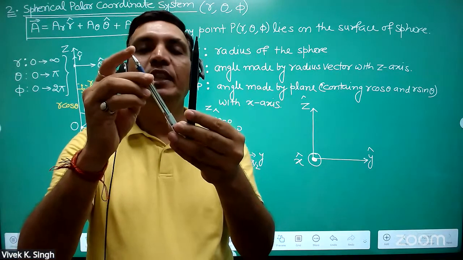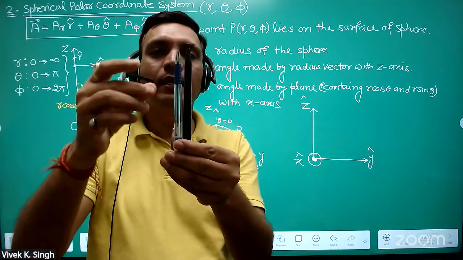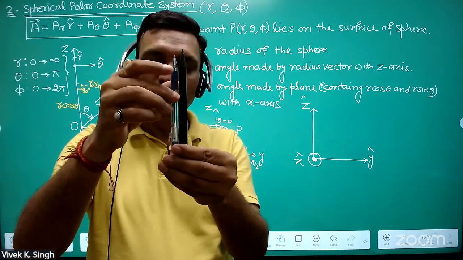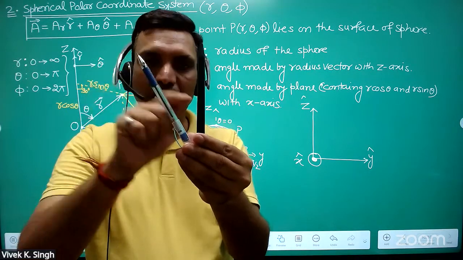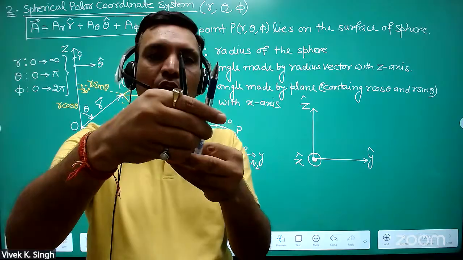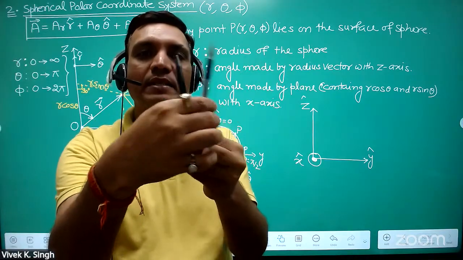So when this point P is along the z axis, what will be theta? 0. Now this is some angle theta. If you have this radius vector, let's draw a cone. So all angles are theta.